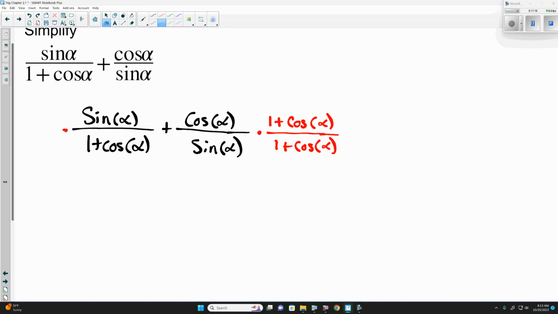The one on the left needs to have a sine of alpha. The one on the right had 1 plus cosine of alpha. The one on the left doesn't have it. The one on the left has sine of alpha. The one on the right doesn't have it. So we're going to multiply that on both sides.